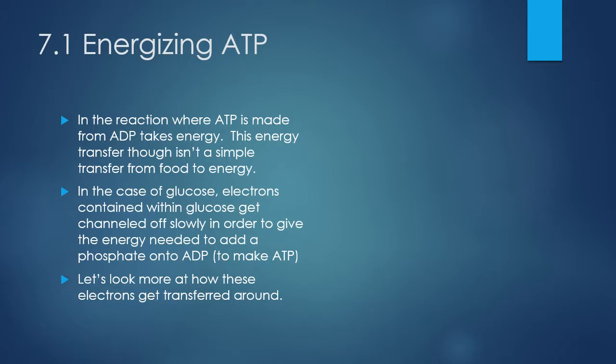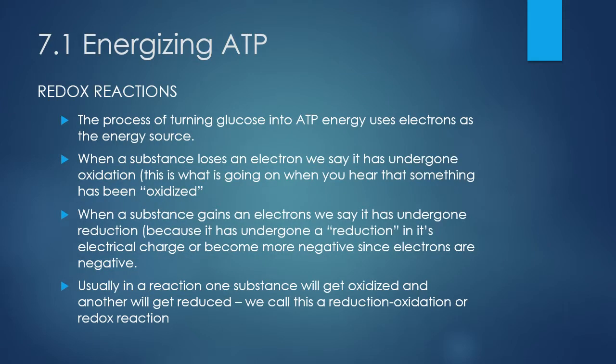In the case of glucose, which is one of the common things that you put into your body in various foods you eat, electrons contained within the glucose get channeled off slowly in order to give the energy needed to add a phosphate onto ADP to make ATP. And so we're going to go through all those steps of how that happens. The whole process of turning the glucose that you eat into ATP energy that can be used by all of your cells uses electrons as the energy source.